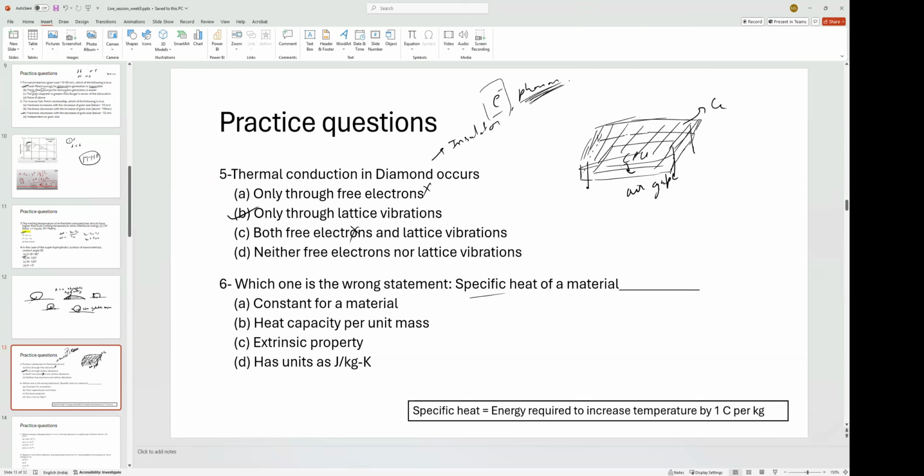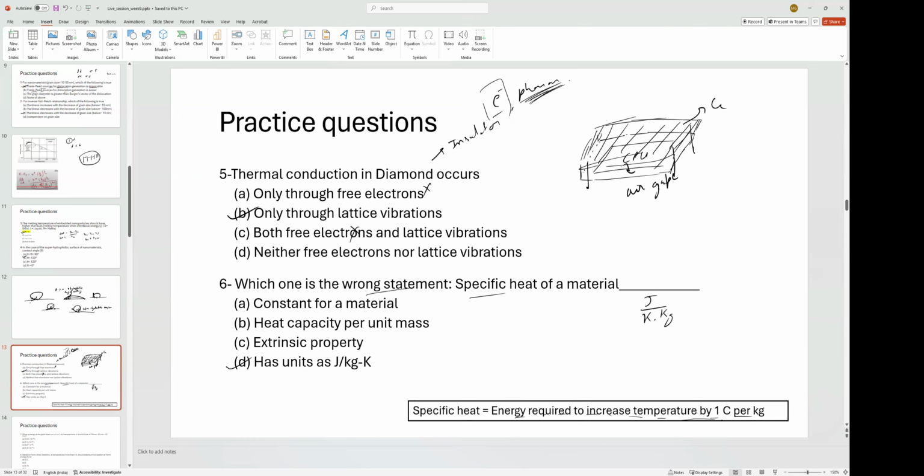So specific heat is defined as the energy required to increase temperature by 1 degree Celsius per kg of material. So this unit will be joules, energy required per unit Celsius per Kelvin into kg. Okay, joules, this is correct. We have to find the wrong statement.